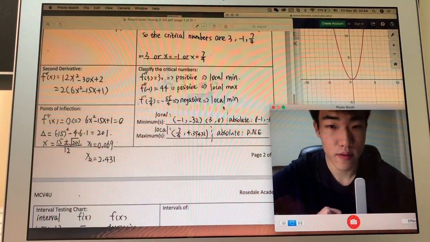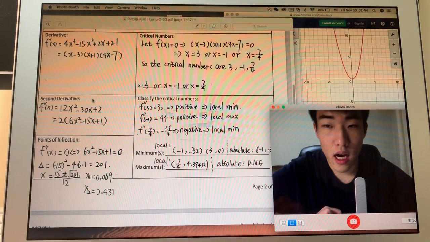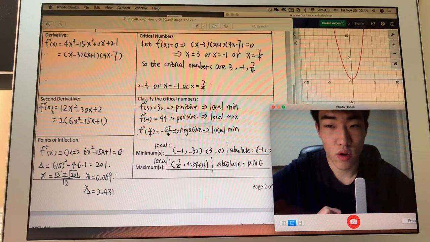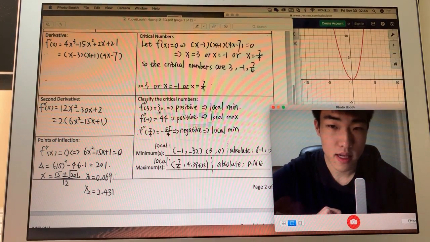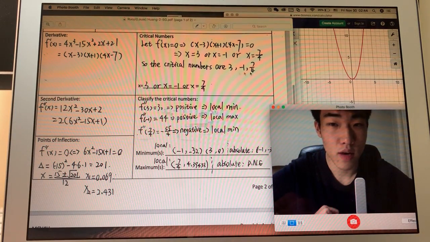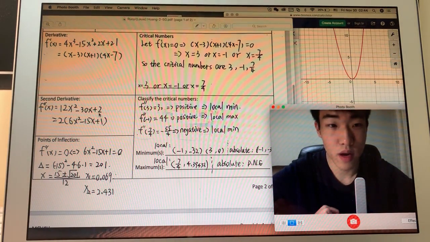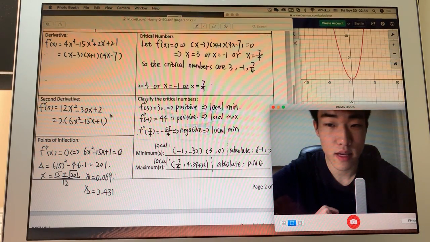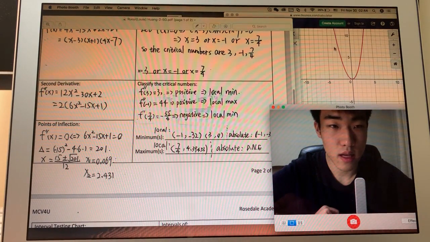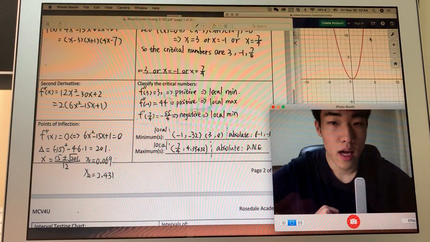Then it's the second derivative. For the second derivative, we apply the same rules, which are the power rule and the rule of the constant. So yeah, it's pretty natural, and we factor it out. In order to classify the critical numbers, we sub the critical numbers into the second derivative to help us understand the concavity at these critical numbers. When it's positive, it's concave up, and if it's concave up, then it means that this turning point is a local minimum.